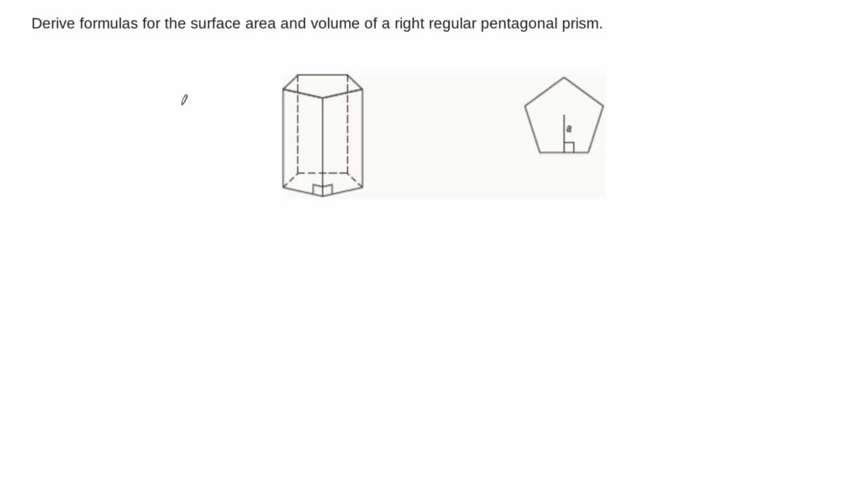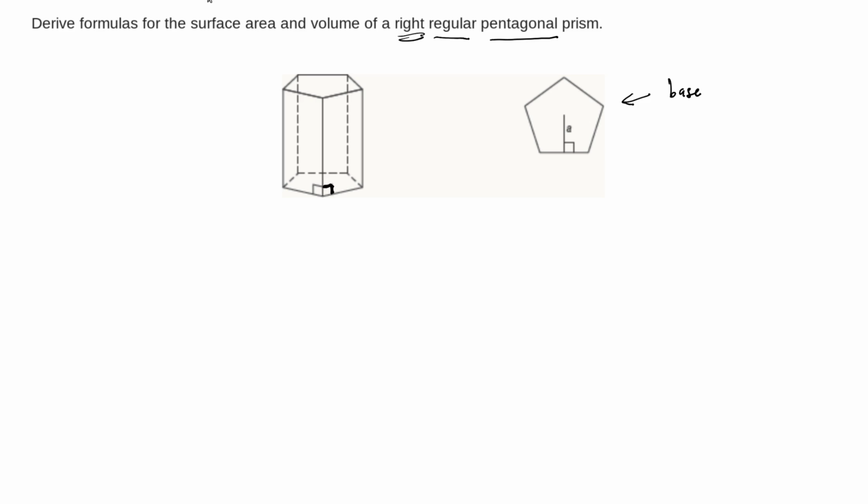Alright guys, in this example we'd like to derive two formulas, one for the surface area and one for the volume of a right regular pentagonal prism. It's quite a name. So the idea here is that the base of this prism is a regular pentagon, and this right here is the base. This is a cutout of the base. And the word "right" here means that the prism is built out of a right angle from base to base.